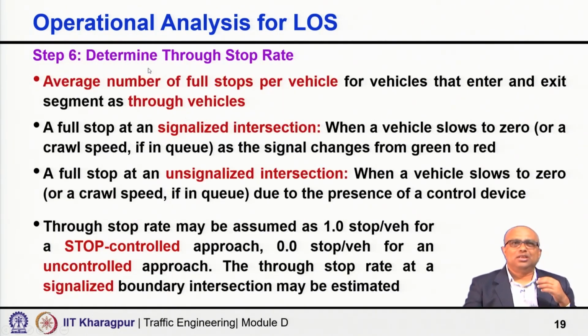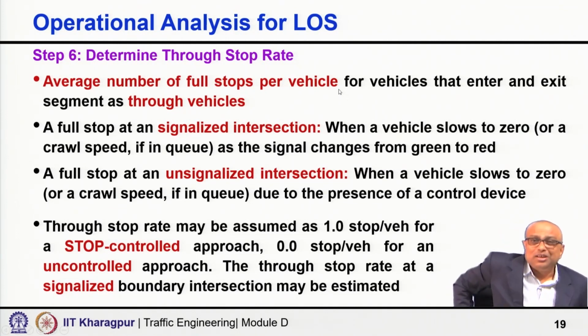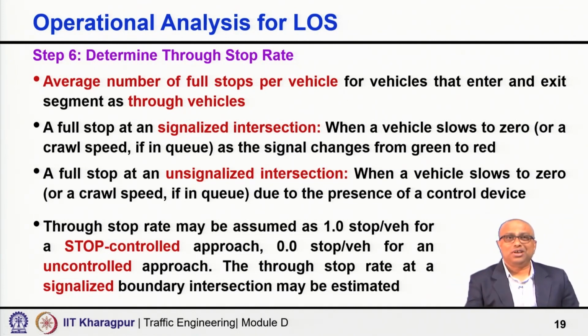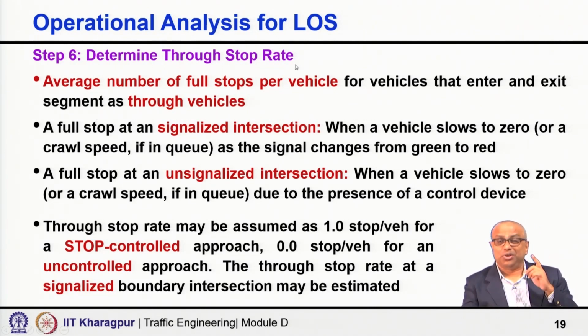Step 6, determine through stop rate. So, what does through vehicle stop rate mean? Stop rate is the average number of full stops per vehicle. Not all vehicles will stop, so we need to calculate the average number of full stops per vehicle that enter and exit the segment as a through vehicle, because everywhere we are talking about through vehicles.